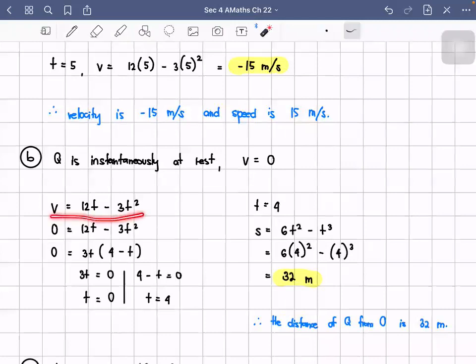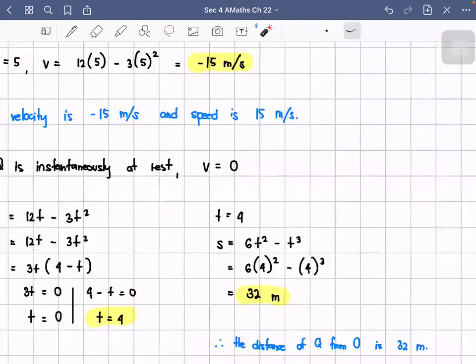Given the velocity and it's instantaneously at rest, v is equal to 0. Solving this, I factored it out. So t here is 0 or 4. Of course, it cannot be 0 because if it's 0, it's still on the origin, whereas if it's 4, that means it has already moved away from the origin, so it's at a distance now. So t is 4, we go for 4. That means to find the distance is also finding the displacement.